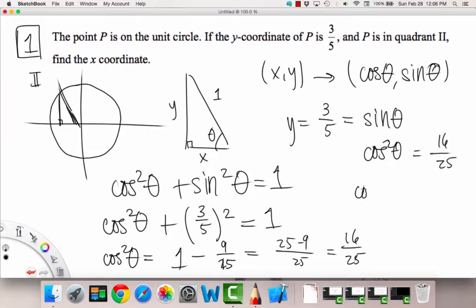If we take the square root, we get cosine theta is equal to plus or minus 4 over 5. In this case, our cosine is going to be negative because our x value is negative, because we're in quadrant number 2. So that means our cosine theta is going to end up being negative 4 over 5.